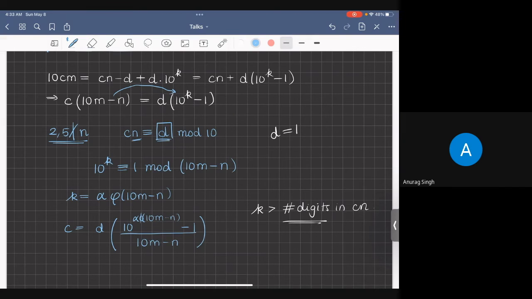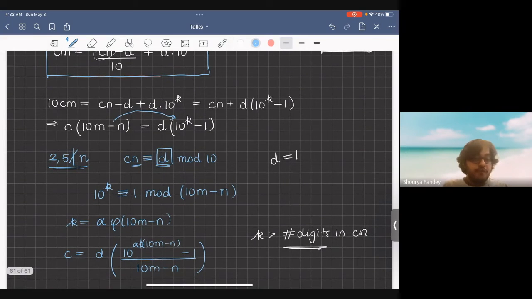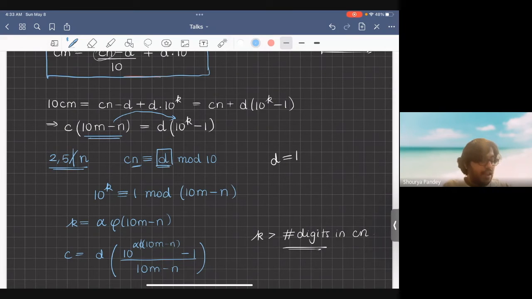Alternatively, we can view it as follows. If n is not a multiple of 2 and 5, then it is actually possible to make 10m minus n a factor of 10 to the k minus 1. Otherwise, it's not possible, because 10 to the k minus 1 is neither a multiple of 2 nor a multiple of 5. To make this easy, if I could make this a factor of this and ignore d altogether, my job would be easier. So if 2 and 5 don't divide n, I can pick d equal to 1 and pick a k such that 10 to the k minus 1 is a multiple of 10m minus n, which is not possible without this condition.